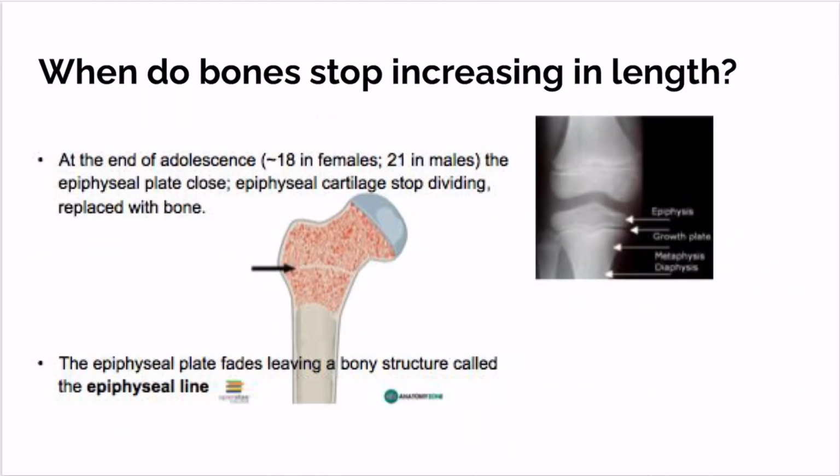So when do bones stop increasing in length? Recall that we were just talking about the cartilage model in connective tissue, and in growing bones, and that's under the age of 18 for females, under the age of 21 for males, there's this line here called the epiphyseal plate, and this is still cartilage for the growing young person. Once you pass that age, though, 18 or 21, this epiphyseal plate actually ossifies and is replaced with bone, and now it's called the epiphyseal line.